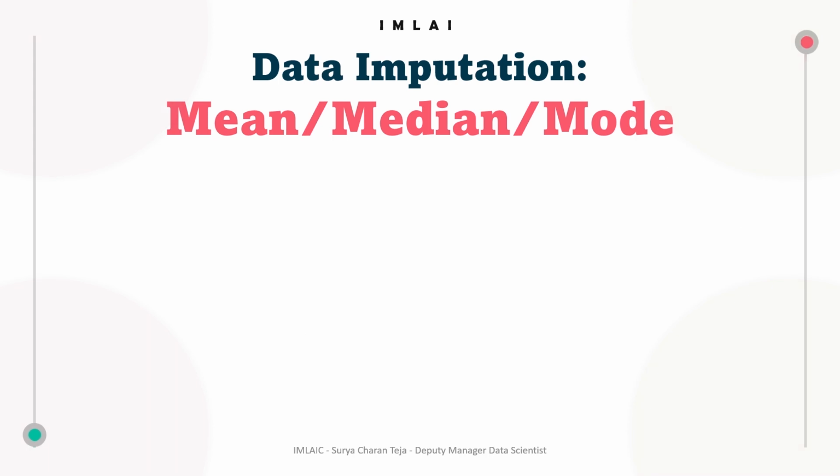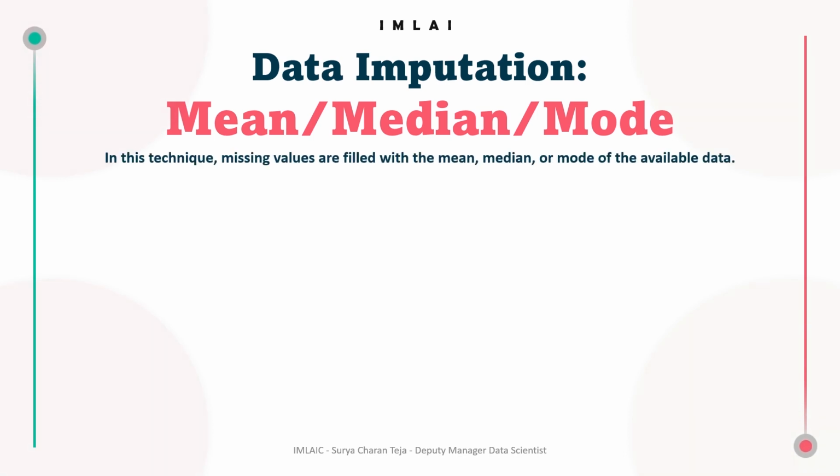Now let's look into the first technique under data imputation, that is mean, median, mode imputation. In this technique, missing values are filled with the mean, median, or mode of the available data. This is a simple method that can be used for numeric or categorical data, but it does not take into account any underlying patterns or relationships in the data. So that's the pain point of using this method.